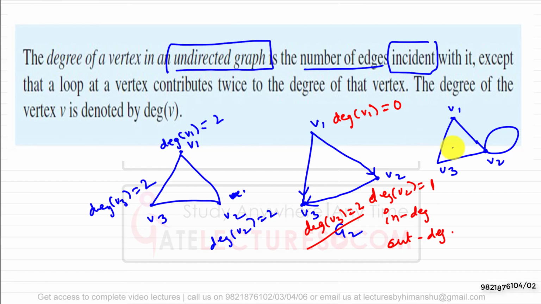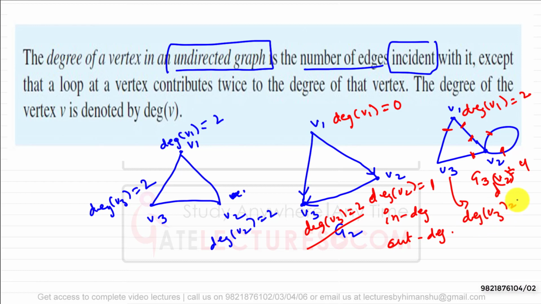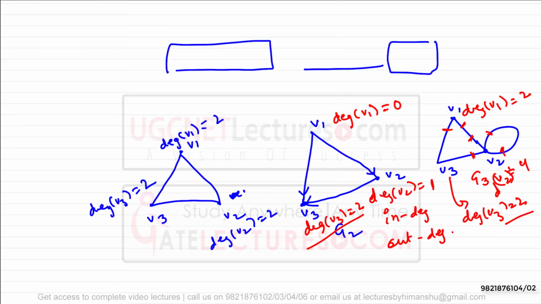Now the third graph, which is represented by this graph G3, is an undirected graph. What is the degree of vertex v1? The degree of vertex v1 is 2 because there are 2 edges incident. What is the degree of vertex v2? Vertex v2's degree is 1, 2, 3 and 4. So the degree of vertex v2 is 4. In the same way, what is the degree of vertex v3? That is 2. So this is called the degree of a vertex.